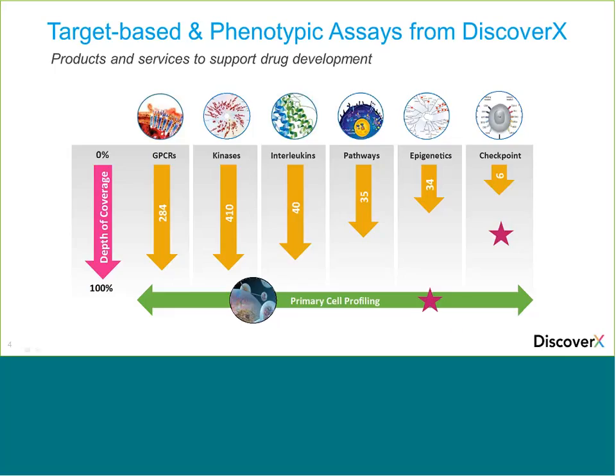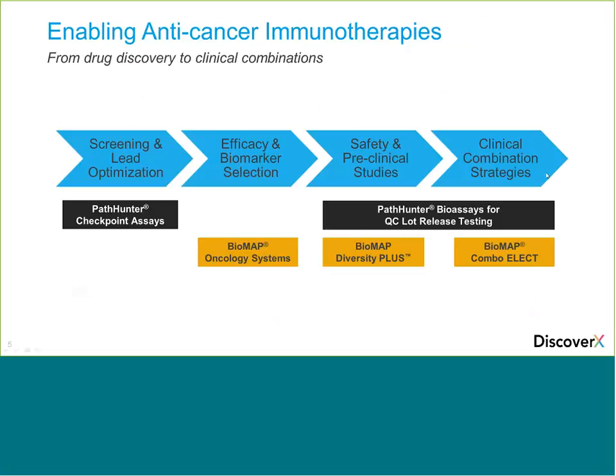Using these technologies that we've developed at DiscoverX, we can actually enable the development of your cancer immunotherapy molecules at multiple stages in this development process. If you look at screening and lead optimization, I'm going to talk to you briefly about how our PathHunter checkpoint assays can enable that. And then the same assays that can enable your screening and lead optimization for your drug candidates can also be utilized for lot release applications of your biologic molecule as you get further downstream in your development process.